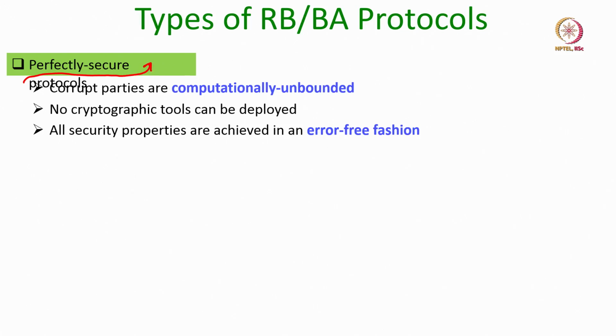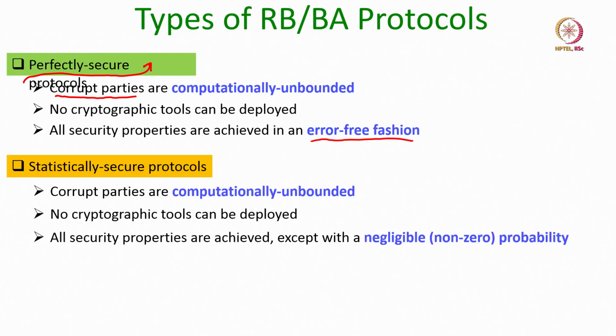So, when we say perfectly secure RB or perfectly secure BA protocols, that means the corrupt parties are computationally unbounded. That means we make absolutely no assumption regarding the computing power of the T corrupt parties. As a result, no cryptographic tools can be deployed, and all the three security properties, namely the consistency, liveness and validity property, are achieved in an error free fashion through perfectly secure protocols.